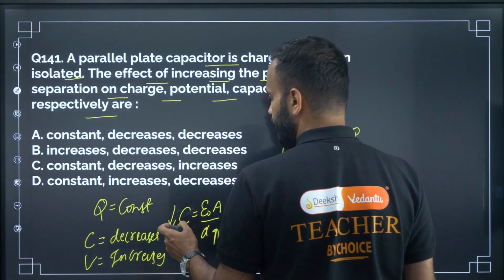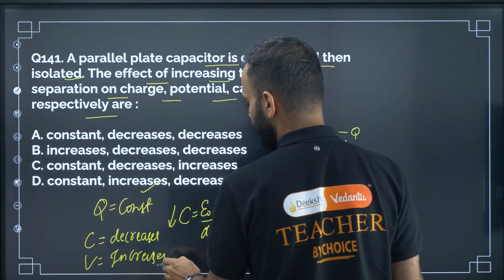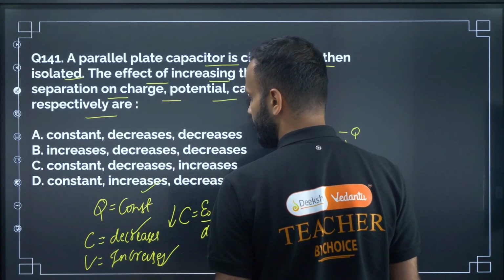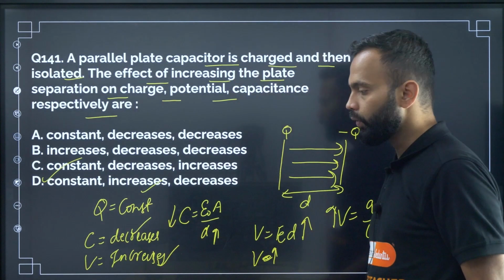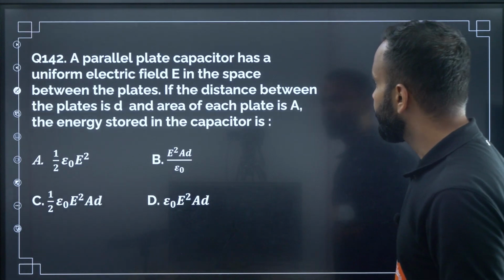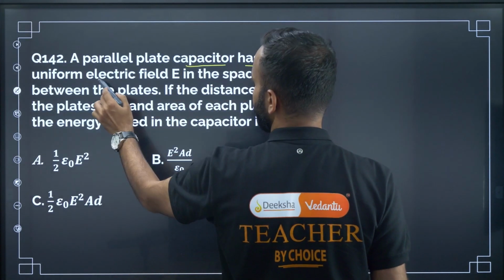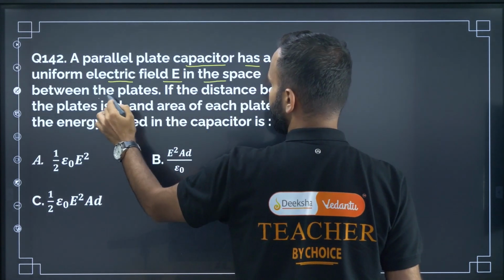So the correct answer is: charge is constant, potential increases, capacitance decreases. So option D is the correct answer, okay? Yeah, question number 142. A parallel plate capacitor has a uniform electric field E in the space between the plates.